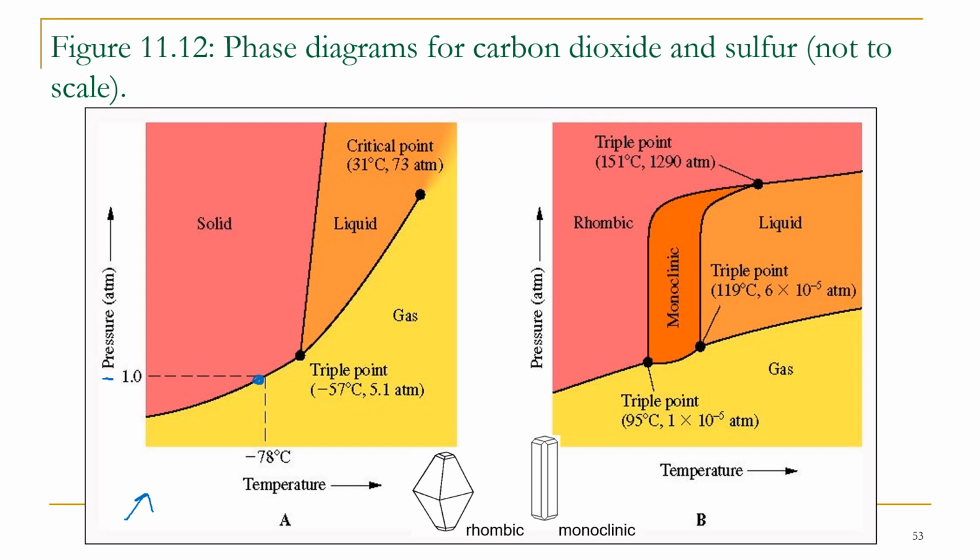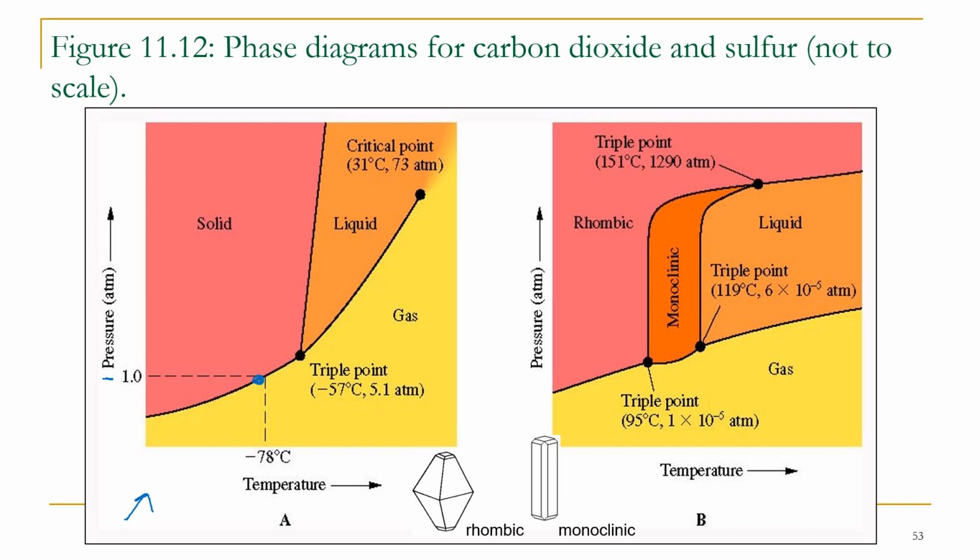Anyway, that's why CO2, dry ice, does not go through a liquid phase at all. It sublimates. The only way that you could get liquid CO2 is to raise the pressure quite a bit. So if you're above 5 atmospheres pressure, you can have liquid CO2.